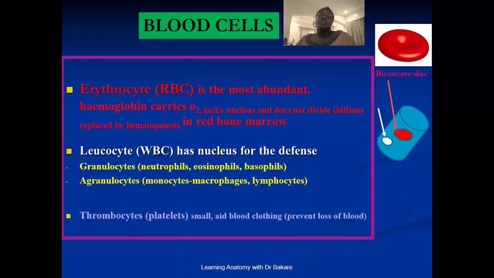Then we have the thrombocytes. The thrombocytes are also referred to as the platelets. Using this image by the side, this is where we have the thrombocytes, arrowed at this point. These are small cells, and their function is blood clotting, where they help to prevent blood loss during bleeding. So we see that we have different types of cells, embedded or suspended within the blood plasma, which is the liquid content of blood.